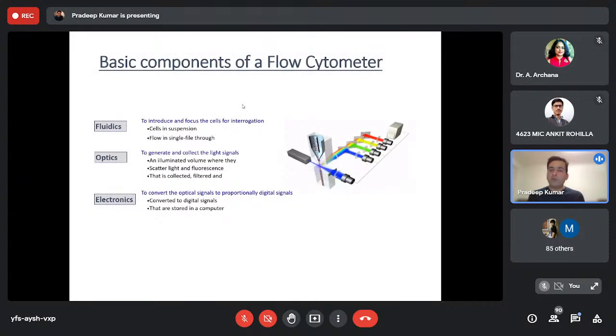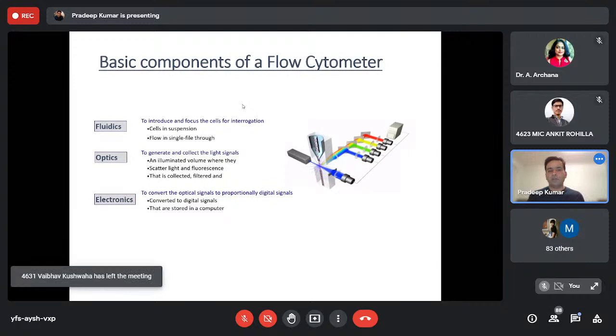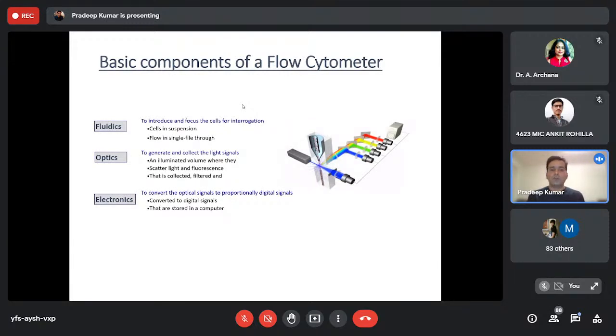In the next few slides, I'm going to cover a few components of the flow cytometer. All flow cytometers, whether they are sorters or analyzers, basically have three components: fluidics, second optics, and third electronics. The purpose of the fluidics is to reach out to your cells from your sample tube. The fluidic component of the instrument brings your cells to the point of interrogation. Point of interrogation means where laser and cell interact with each other. The moment interrogation happens, the fluidics part is over.